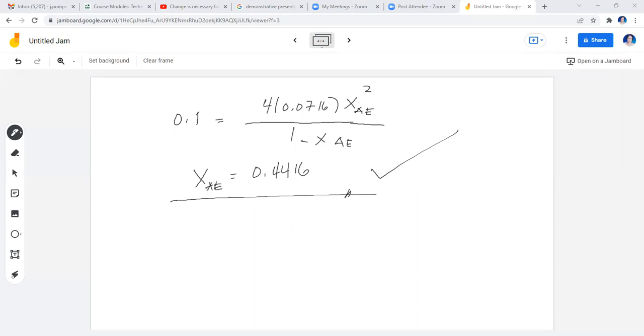So that's how, again, very important your differential equation is. Okay? Now, so that's it. That's the degree of conversion at equilibrium, and that's the maximum degree of conversion for A. Now, we will continue where we ended in our slides.